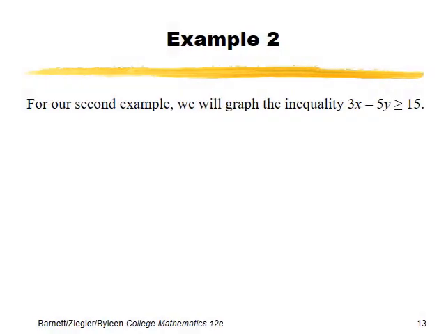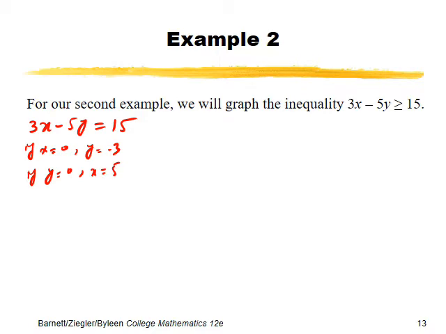Now we solve this example. Let's say here 3x minus 5y, we put it first of all equals to 15. Now we make its graph. You know how to make the graph. If x is 0, it gives y equals minus 3, and if I say y is 0, it gives x equals to 5. So I make its graph.